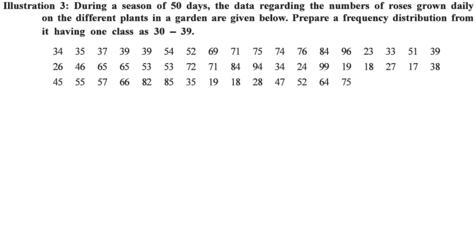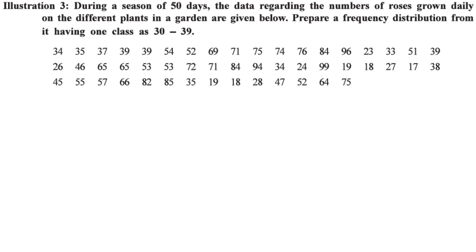But let us see, during a season of 50 days, the data regarding the number of roses grown daily on the different plants in the garden are given below. Prepare a frequency distribution from it, having one class as 30 to 39. Okay, now the first thing which we have to see here, that these are the number of roses grown during the 50 days in the garden.